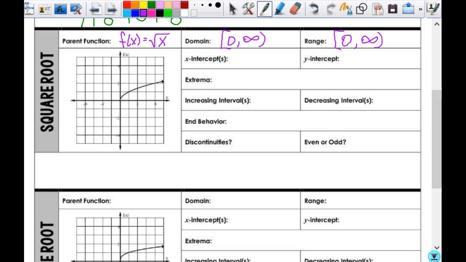Do I have any x-intercepts? Yes, 0, 0. Good. Do I have any y-intercepts? Yes, the origin again. Good. Do I have any extrema? Yes, I do. 0, 0 again. And what's that? Very good. Absolute minimum.